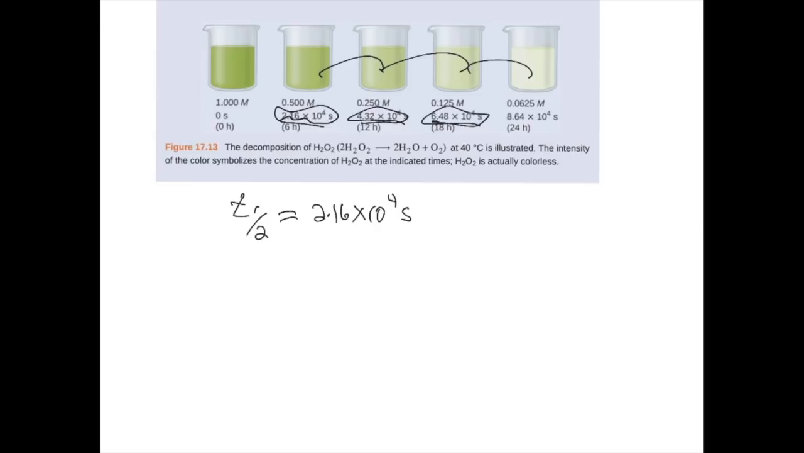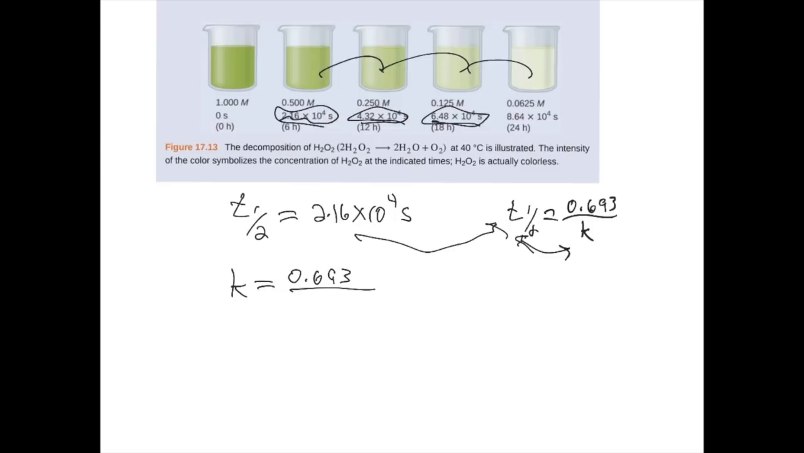So if we know that, we also know, and this is the key here, that t1/2 is equal to 0.693 divided by the rate constant. So if we know t1/2, we can substitute that in there and solve for the rate constant. So I can flip-flop these. So I can also say that the rate constant is equal to 0.693 divided by the t1/2.